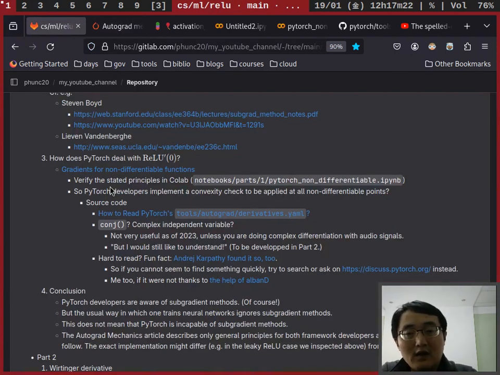Yeah. In order to know whether there exists a convexity check in the source code, we have to check the source code. But before diving into the source code, a quick answer is that no, PyTorch developers do not implement a convexity check.